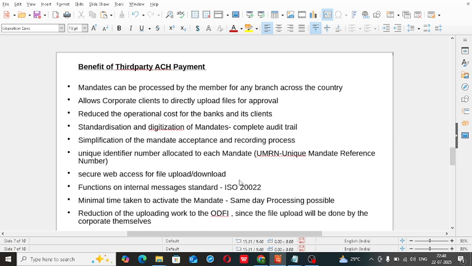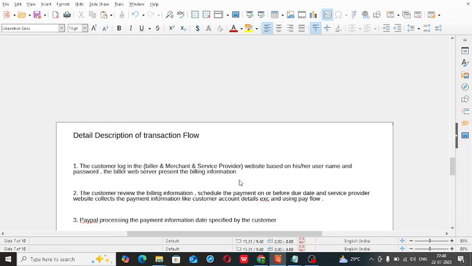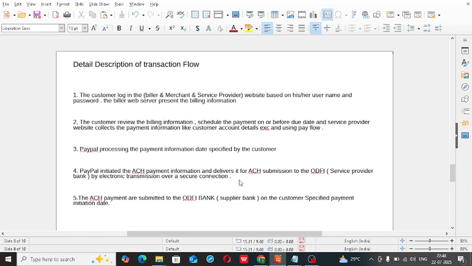It's a reduction of uploading work for the ODFI bank, because if the customer directly logs in to their bank and initiates the transaction, too much time would be taken. That should be avoided, because it is more useful for the ODFI bank. Even the bulk upload is a major feature here. Here I will provide the steps in detail.